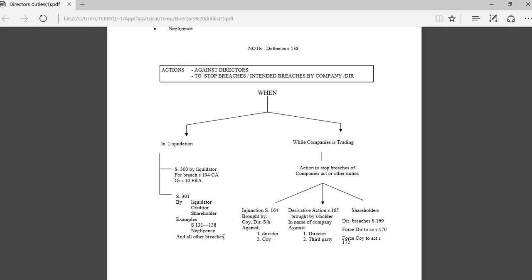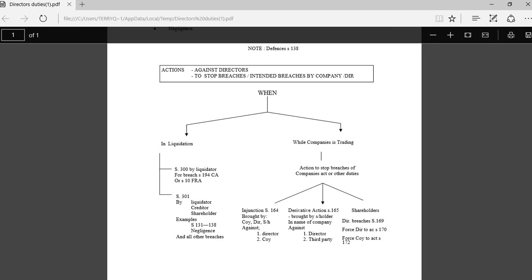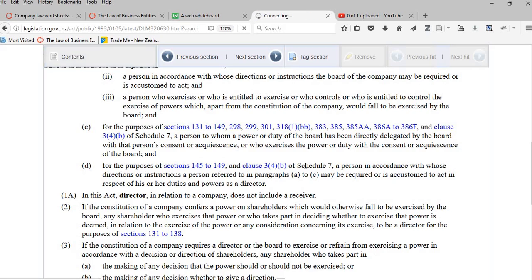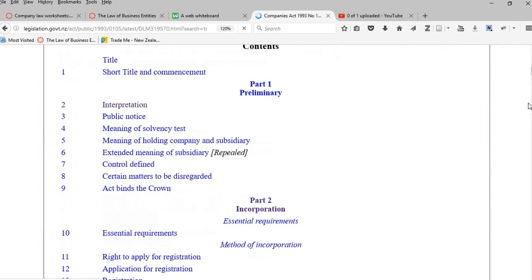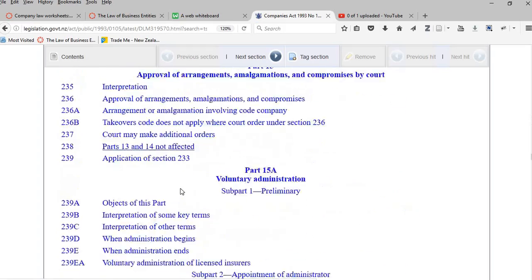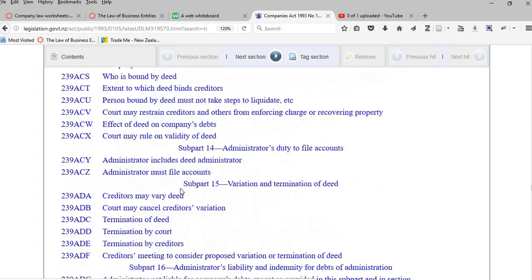So the predominant issues arise in liquidation, and we have two major sections. Section 300, which relates to the requirement to keep accounts, and 301, which brings in breaches of all other sections. So let's go to those two sections. Now, starting with section 300, so we wind our way through the Companies Act.